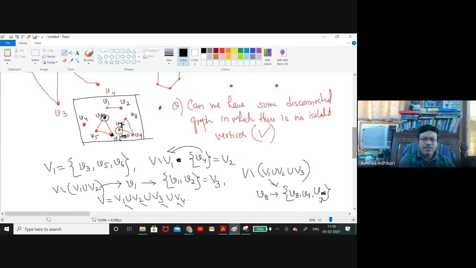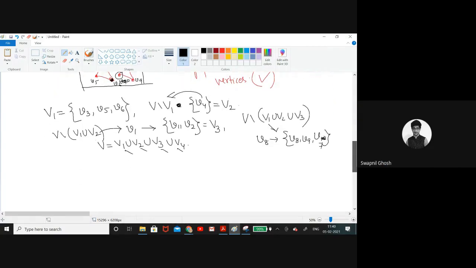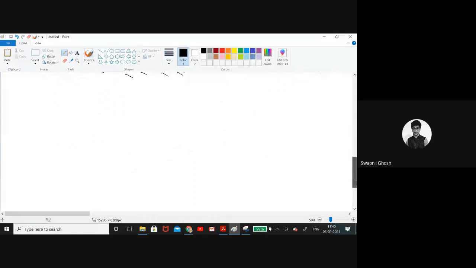Now, can anybody tell me what could be the equivalence relation that we can define on V so that we might have some kind of partition? Okay, try. Sir, can the equivalence relation be this: that there exists a path between Vi and Vj, they are related if and only if.